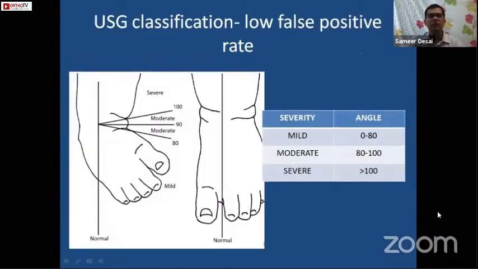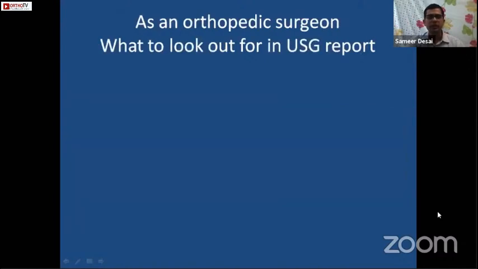So remember that. The commonest classification that is used on ultrasound is based on the angle formed between the tibia and the foot. When it is 0 to 80 degrees, it is classified as mild. When it is 80 to 100 degrees, it is classified as moderate. And when it is more than 100 degrees, it is classified as severe.